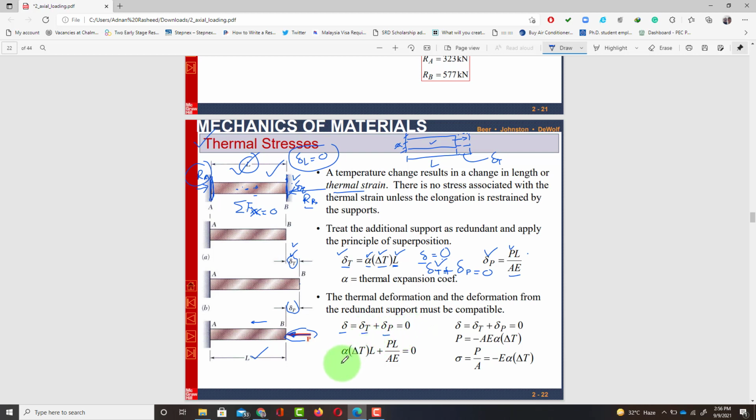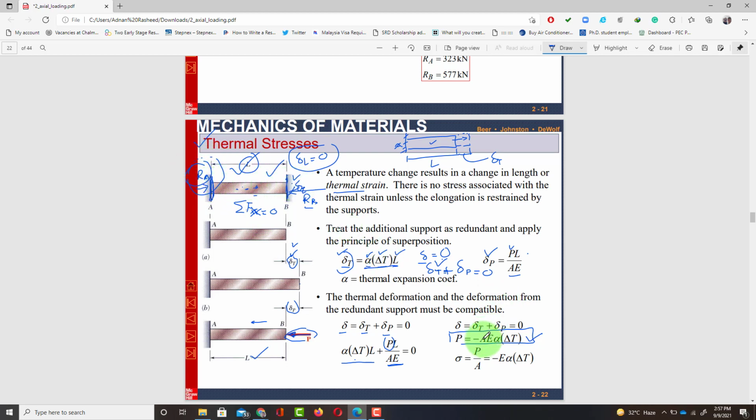Delta T is alpha delta T into L. In place of delta T we put this, and in place of delta P we put PL over AE. And when you solve that, you get P, which is the reaction force at B. So you will get P is equal to minus AE alpha into delta T. So you can find this reaction force. Once you have one reaction force, you put it in the same equation, sum of all forces along x direction. So you can also find this reaction force at A.